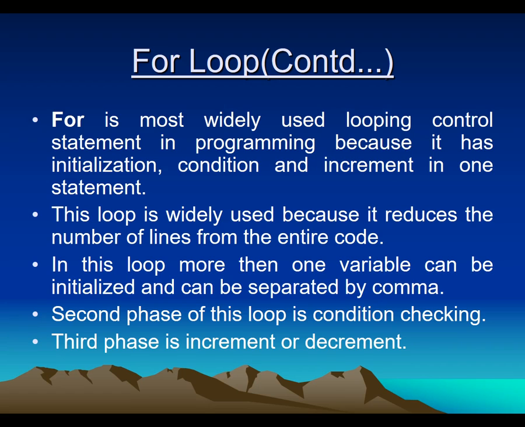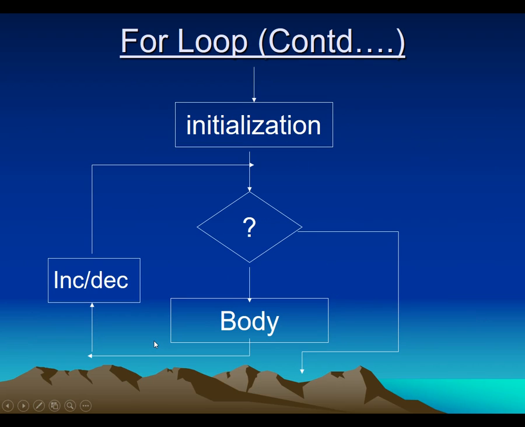As I mentioned in the syntactical part of the for loop, it consists of three sections. Section number 1 is initialization, section number 2 is condition checking, and section number 3 is increment or decrement. These sections are also called phases. So phase 1 is initialization, the second phase is condition checking, and the third phase is increment or decrement.